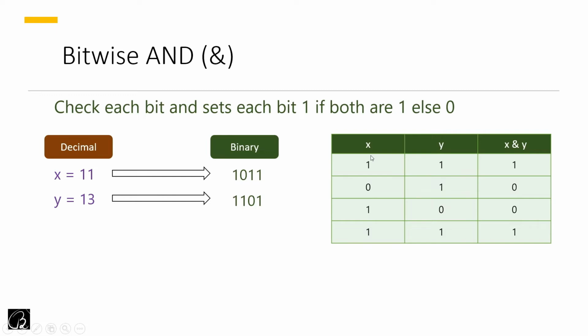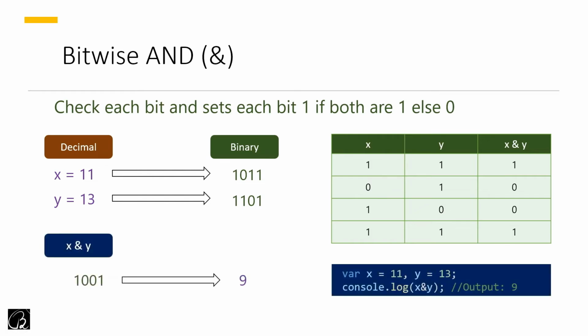So first we have 1 and 1 for both x and y, right? That is why we will get 1. Now in the second row we can see we have 0 for x, for y 1. So both are not 1, right? So we will get 0. In the third also the same, both are not 1. In y it is 0. That's why we will get 0. But in case of the fourth row we will get 1 for both x and y. So we will get 1. So now if I convert this 1001, we will get 9. That is the result of x bitwise AND y.